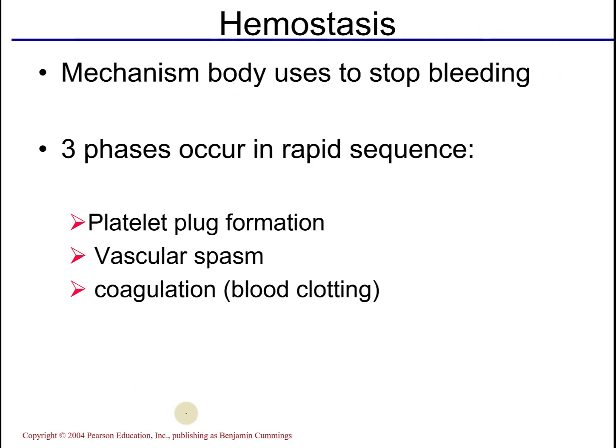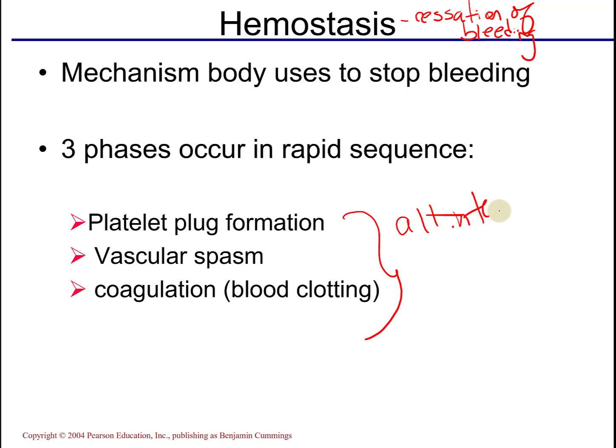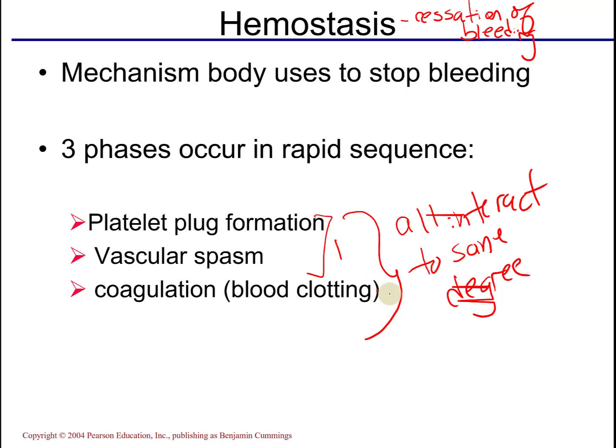Okay, so let's move on now and talk about hemostasis, the mechanism used by the body to stop bleeding. It is a complex cascade in which one chemical stimulates the next one, and the next, and the next. There are 3 phases that happen in very quick sequence: platelet plug formation, vascular spasm, and coagulation or blood clotting. All of these interact to some degree with each other. Usually, platelet plug and vascular spasm happen first, and then coagulation happens last.